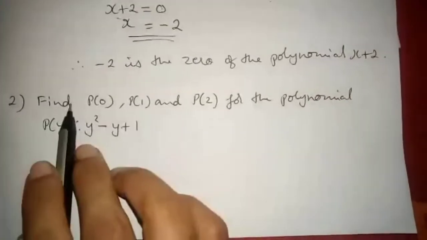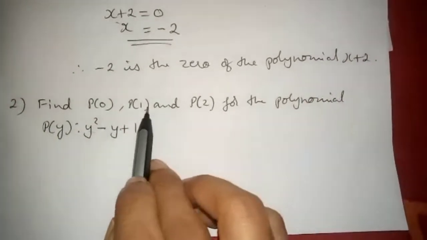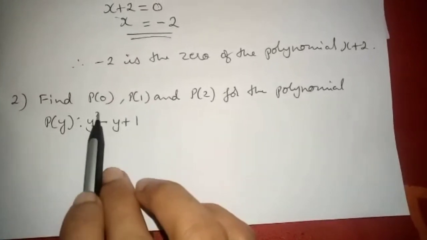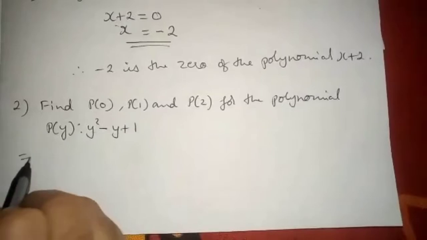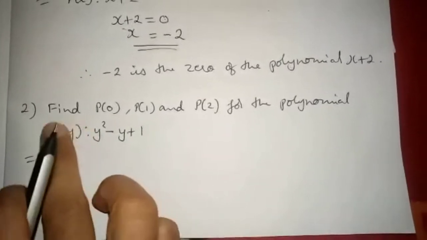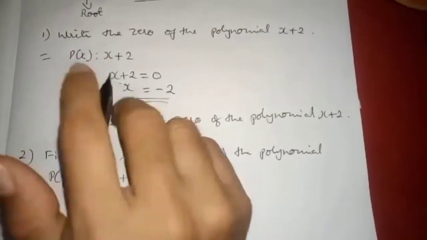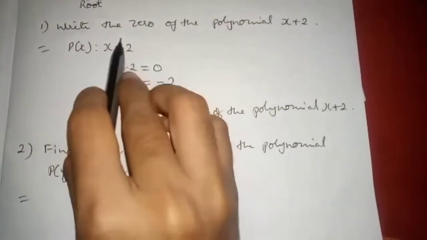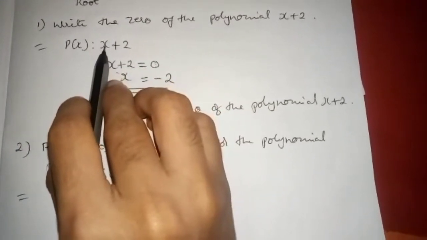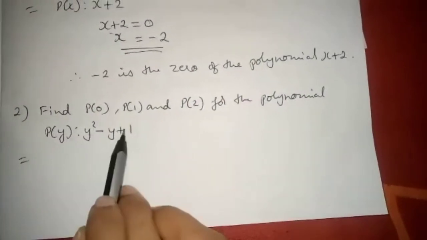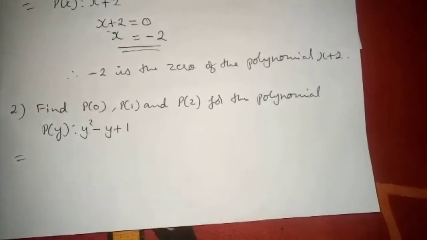Second question, find p of 0, p of 1, p of 2 for the polynomial p of y, that is y square minus y plus 1. One more question, why they have written p of y and why I have written p of x here? Because in the polynomial they wrote, the given variable is x, so we have written x. So here only y terms are there, so I have written y.